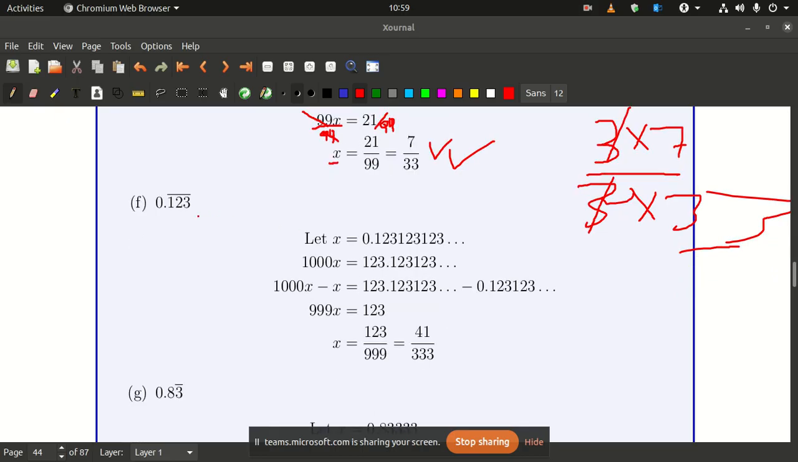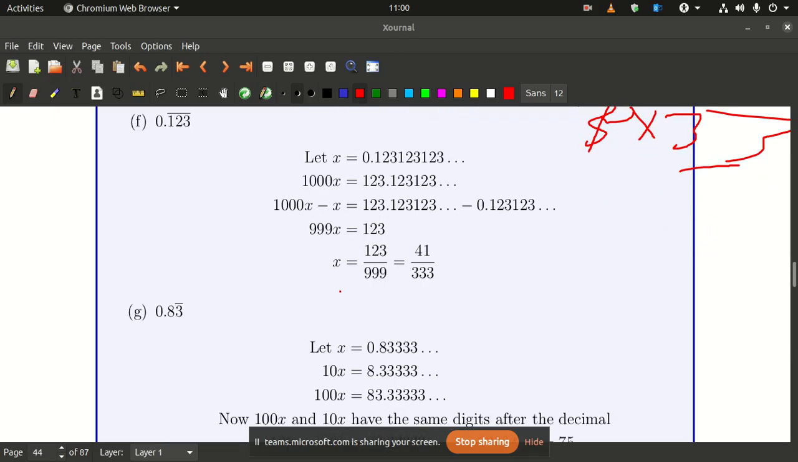Now, look at 0.13. Try and do it at home and understand that this one here, we only deal with 1,000 and an x. If you have 0.123, 123, 123, 123, we have 1,000x because the time is already up.